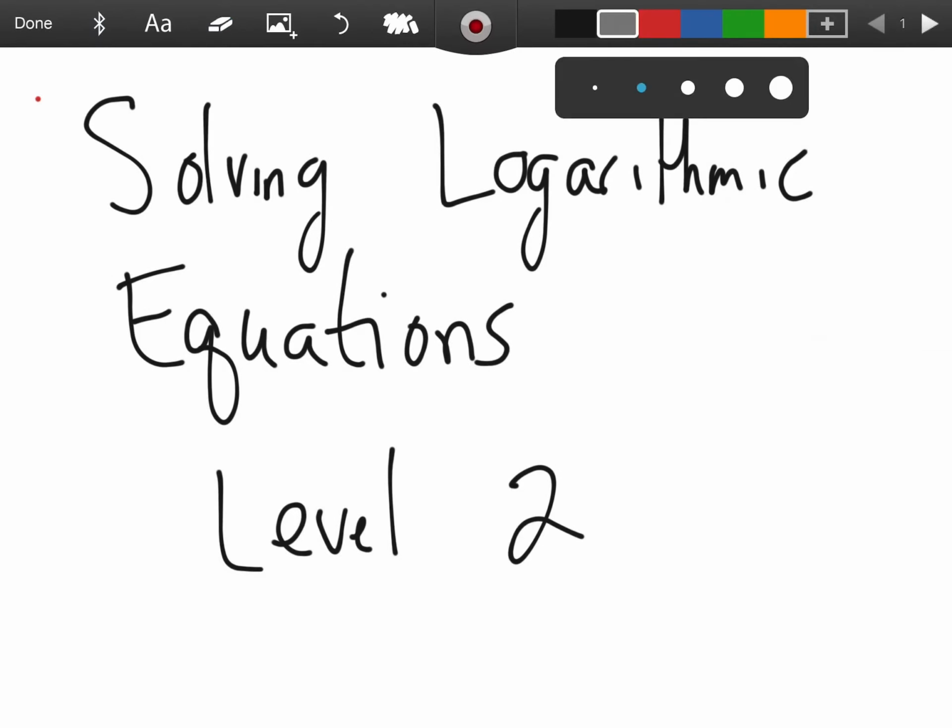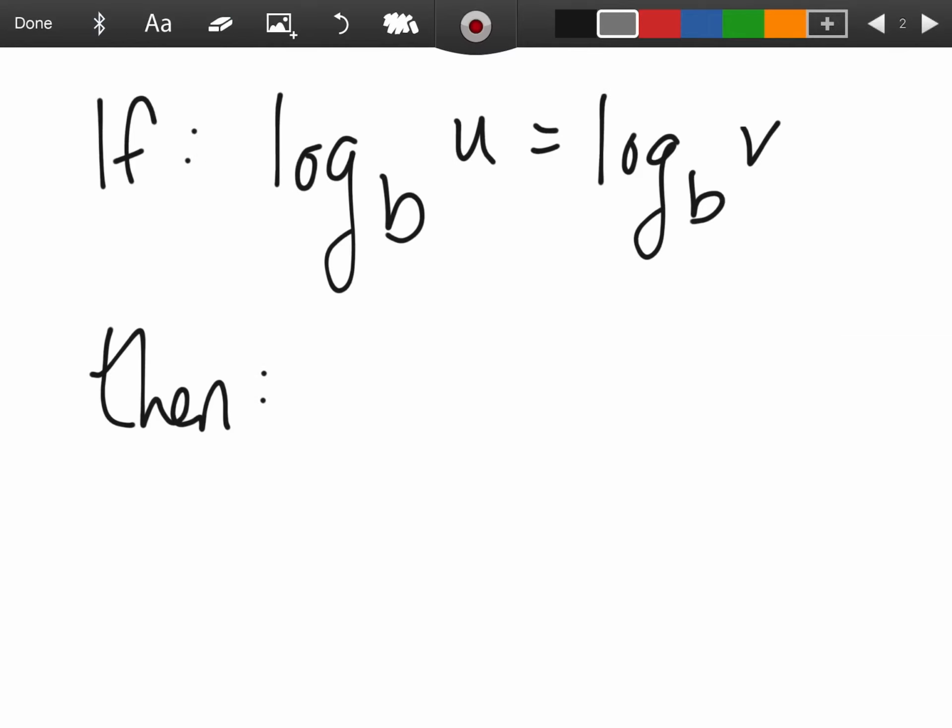All right, in this video we are stepping up to solving logarithmic equations, our level 2 now. And I'm going to tell you right off the bat, level 2 is actually probably even easier than level 1 because you don't even need to understand anything about logarithms in order to solve these problems.